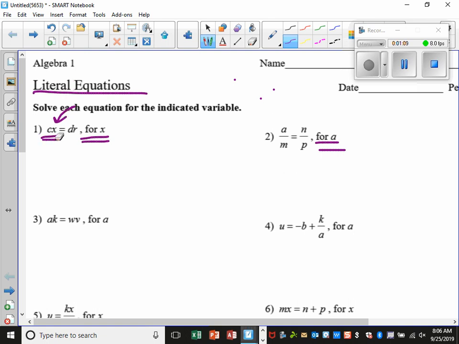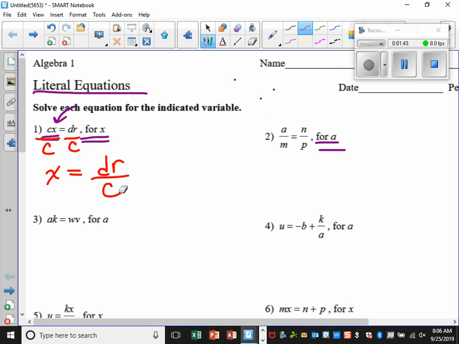So notice x is being multiplied by c. So what's the inverse of multiplication? Division. So I'll divide both sides by c. So again, just like when we solve equations, what you do to one side, you have to do to the other. Same thing. So the c's cancel out, and now I have x alone. And that's your answer. X equals dr divided by c. Okay. All right, let's look at number 2.